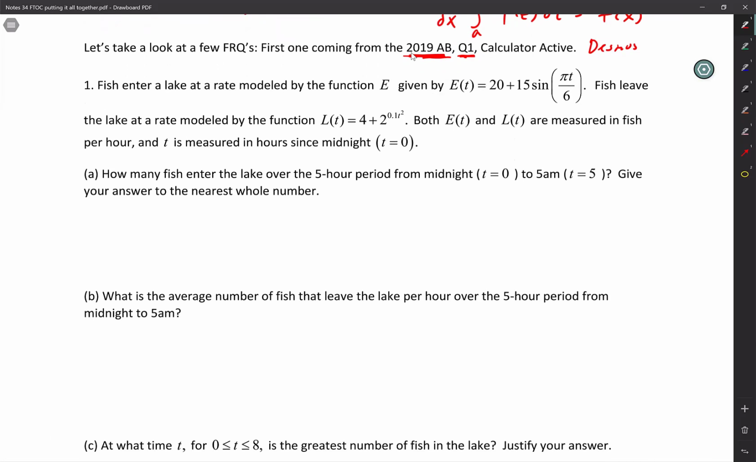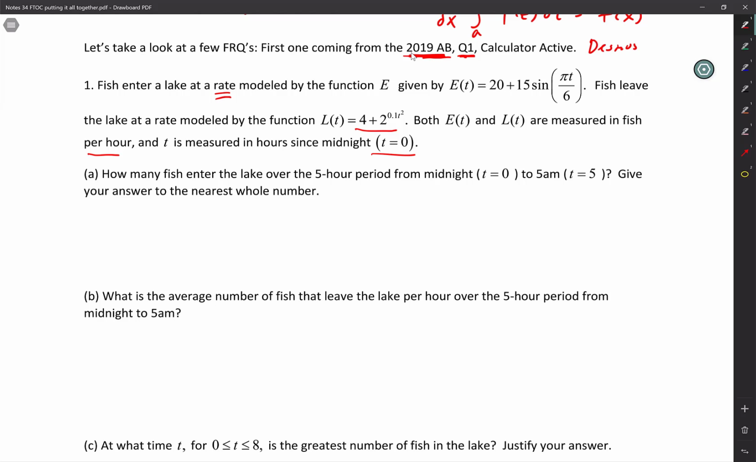So here we go. Let's see if we can figure this out. It says, fish enter a lake at a rate, this is a rate, modeled by the function E, given by E of t equals 20 plus 15 sine pi t over 6. Fish leave the lake at a rate modeled by the function L of t, given by that expression. Both E of t and L of t are measured in fish per hour, and t is measured in hours since midnight. And they tell us t equals zero. They're being nice. They're telling us that midnight is referenced as t equals zero.